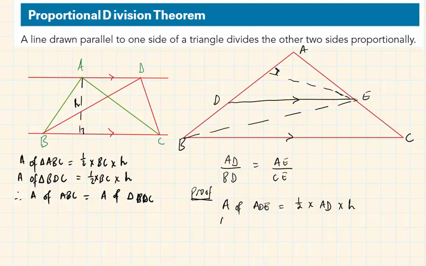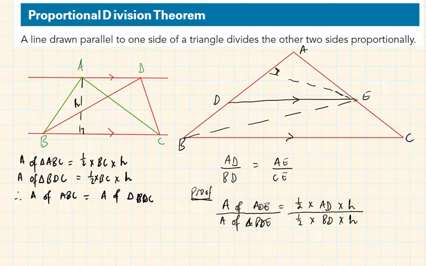Okay, so then the area of triangle BDE is also going to be equal to 1/2 multiplied by the base. The base this time is going to be BD multiplied by the height. So I'm creating a ratio of those two areas.